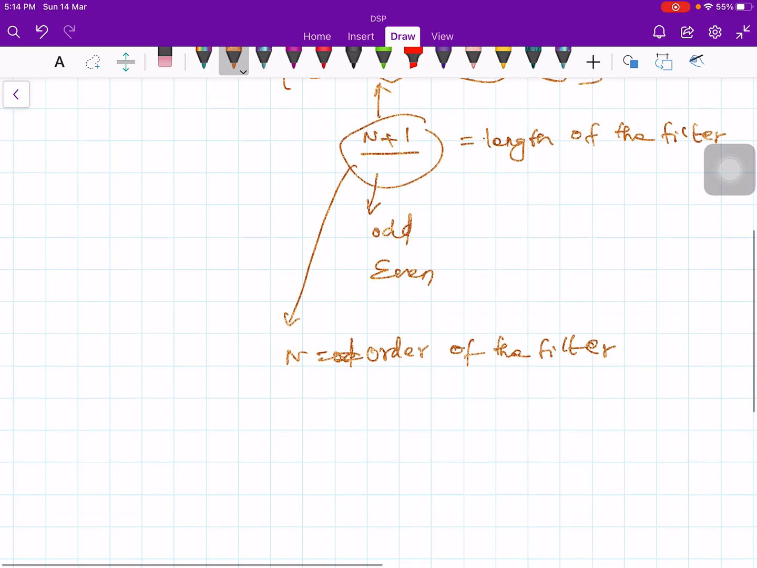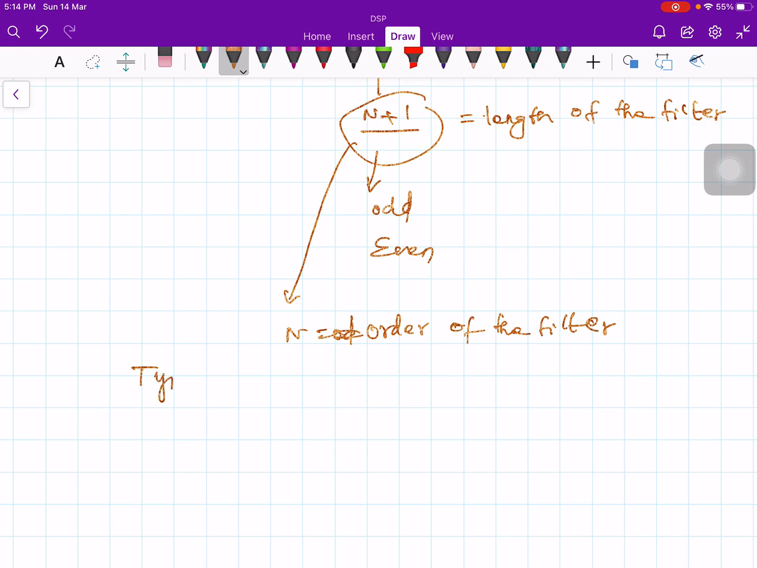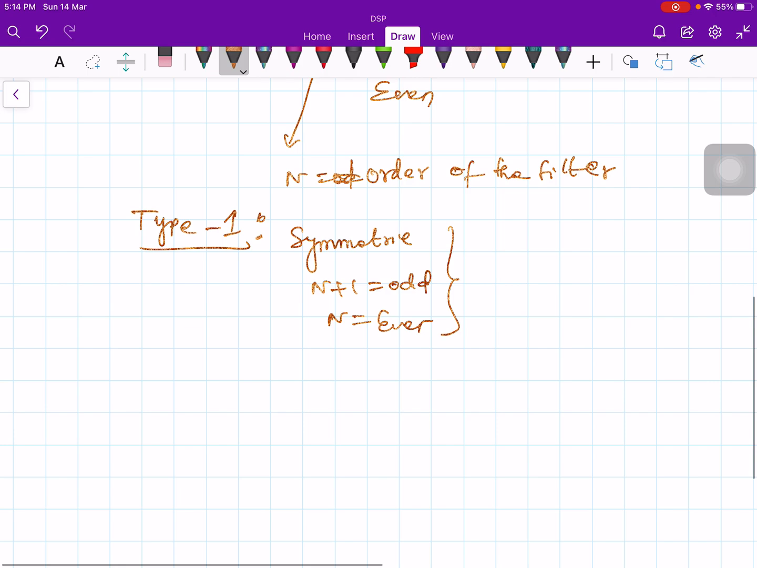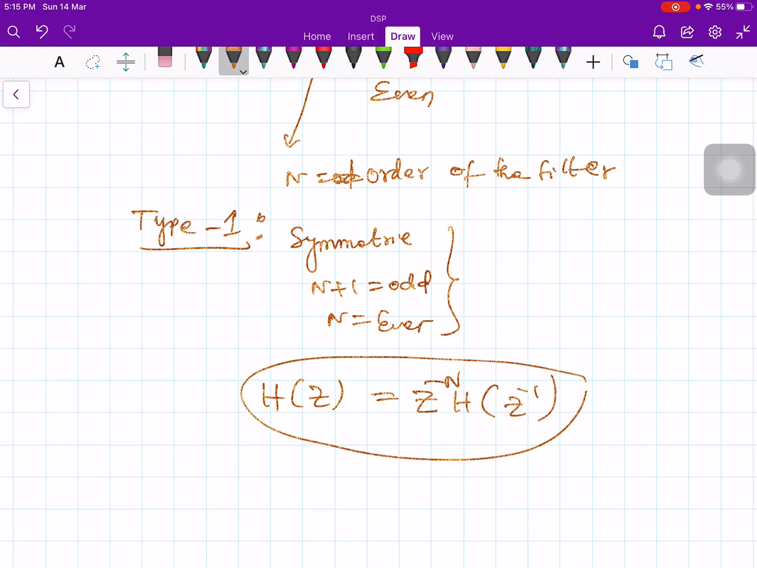Depending on even and odd length, and on symmetry and antisymmetry, we have four types of filters, and out of these four types we discussed type 1. Let us recall type 1 quickly. Type 1 was symmetric, the length is odd, and the order is even. Don't confuse length of the filter and order of the filter. Under this condition we showed that the transfer function H of z is equal to z to the minus capital N times H of z inverse, in the last lecture.